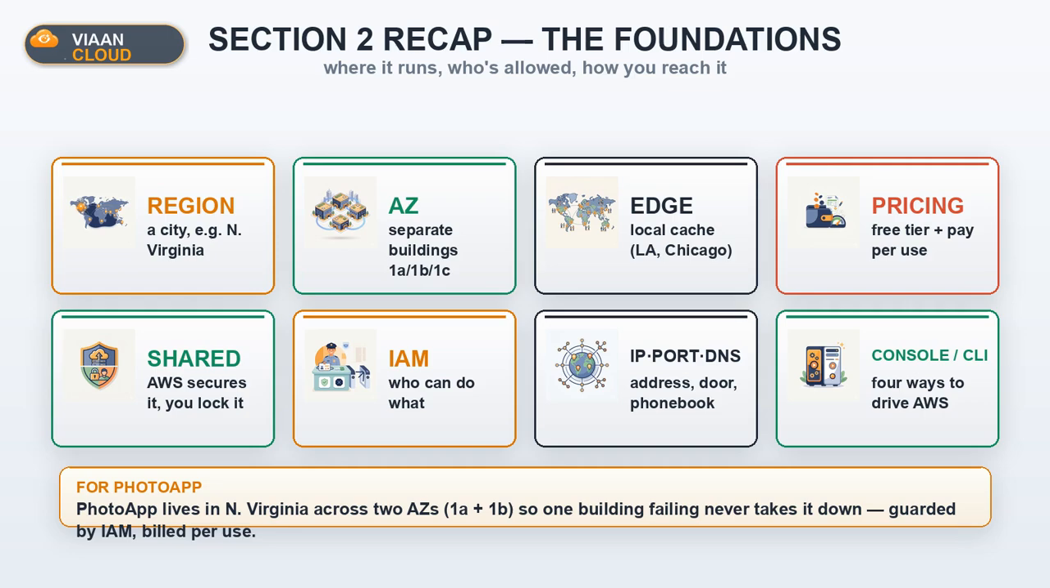Let's pull the foundations together. A region is a city, like N Virginia. Inside it, availability zones are separate buildings, 1A, 1B, 1C. Edge locations cache content close to users, in cities like LA and Chicago.